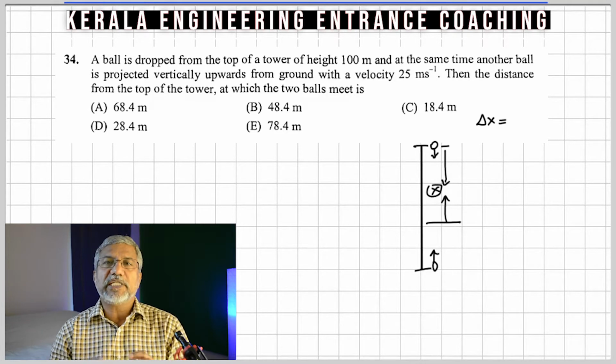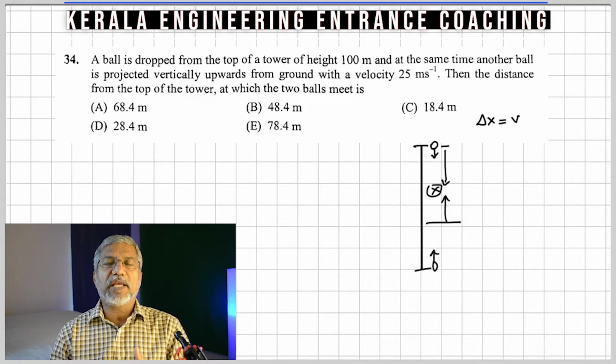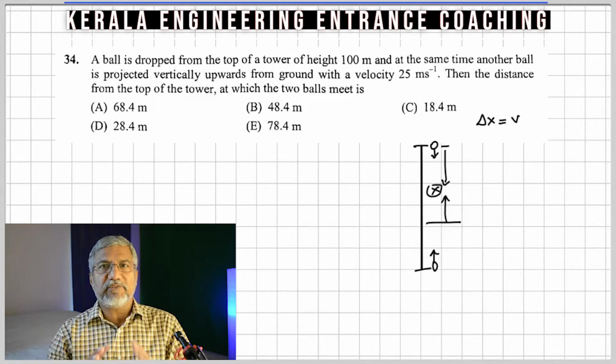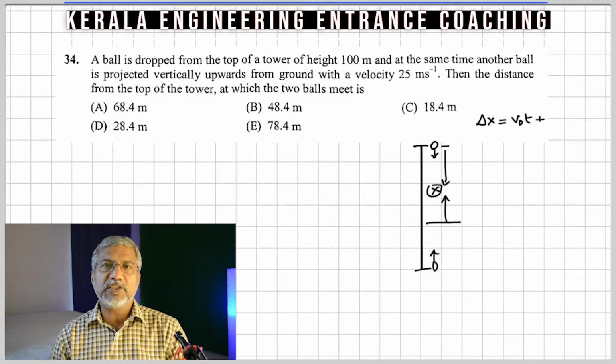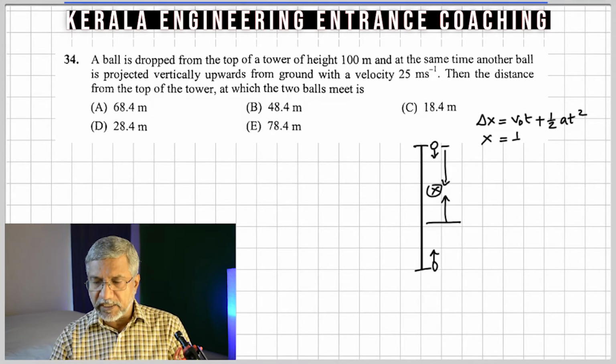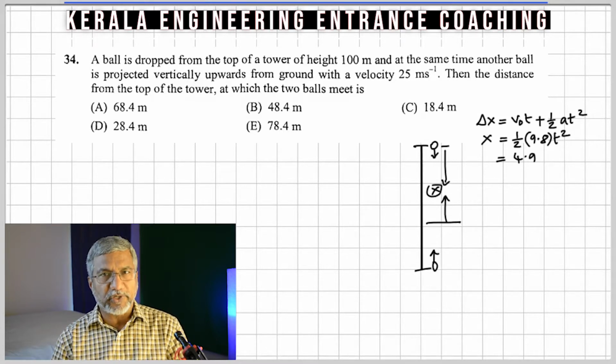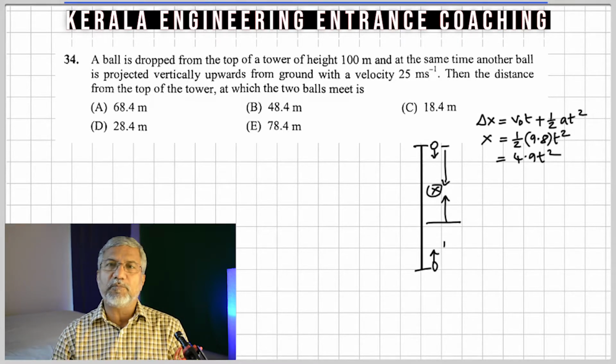So when you use the kinematics formula for the first object, we know its initial velocity is 0. The acceleration is the acceleration due to gravity. And we can calculate delta x. We can have an equation, which is v₀t plus 1/2 at². Now v₀ is 0, so the whole first term becomes 0. So we get x, or delta x, is equal to 1/2 times 9.8 times t². 1/2 times 9.8 is 4.9. So we get x is 4.9t².